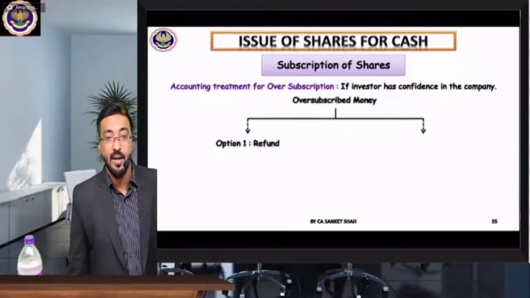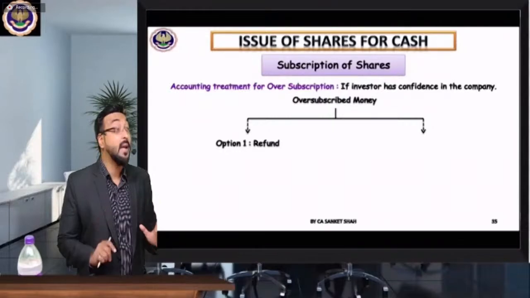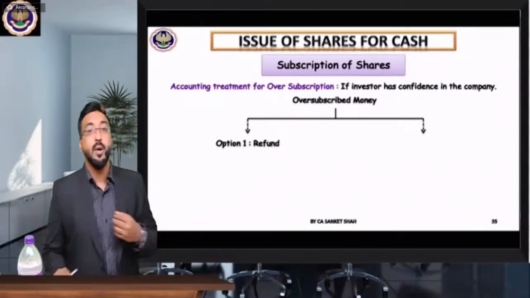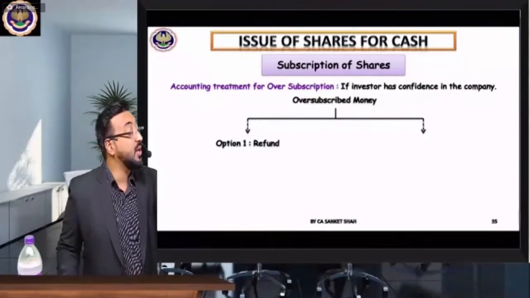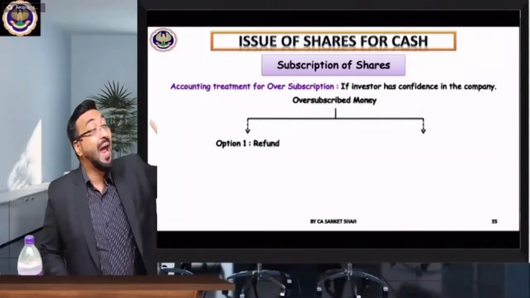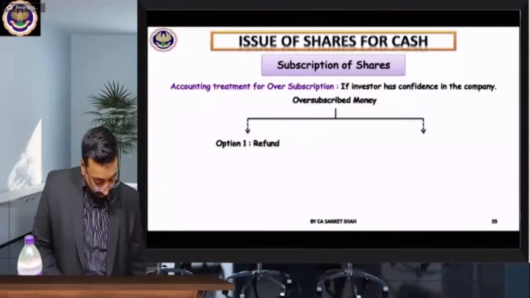And the second one: suppose Patel bhai, he applied for 6 shares, but we allotted only 5 shares, and the 1 extra share amount which is received will be adjusted in the next money, the next amount which is due.